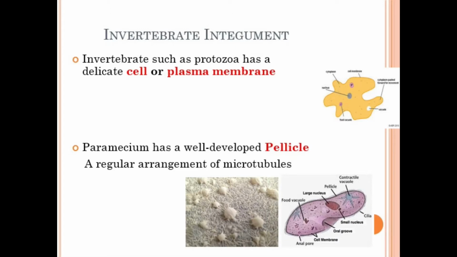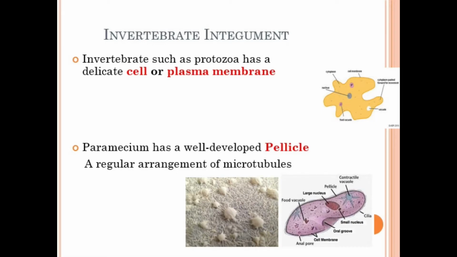It is the regular arrangement of microtubules. You see in the figure at the bottom, this is the electron microscope image of the integument of a paramecium, called the pellicle. You see many folds and a wrinkly surface that provides extra protection and more strength to their integument.